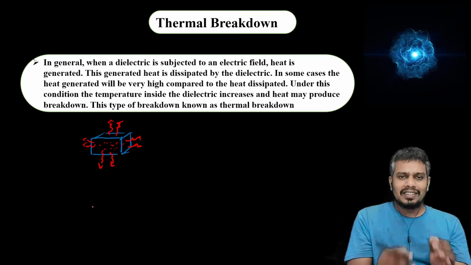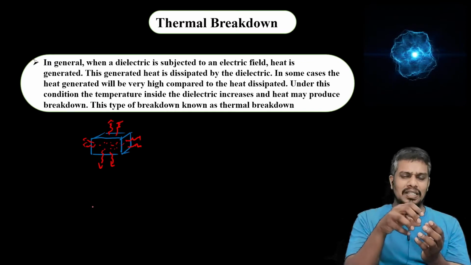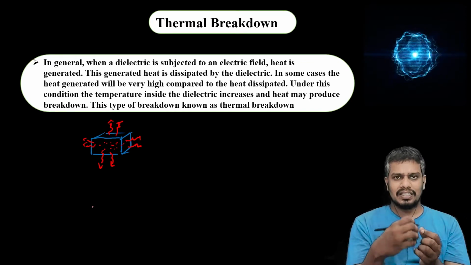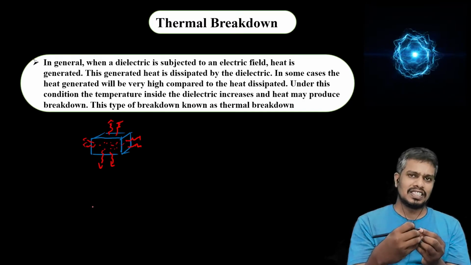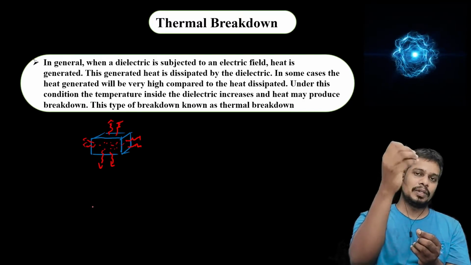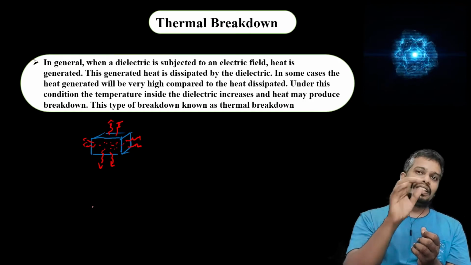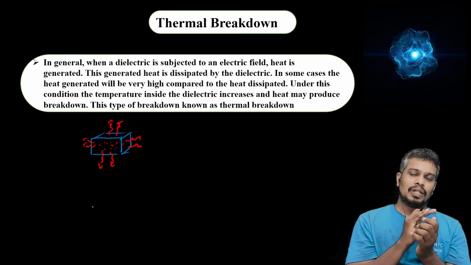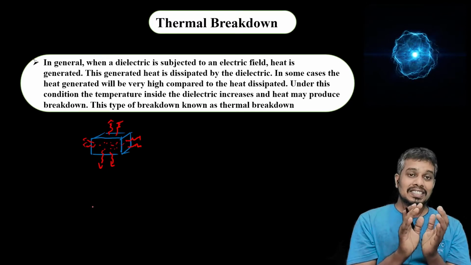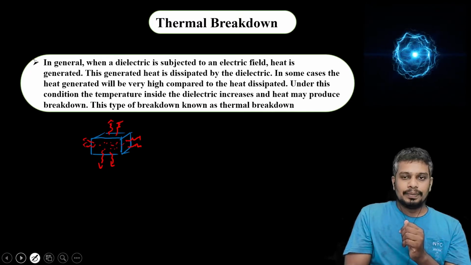Again, the same valence band and conduction band: the valence band electron will acquire thermal energy, it will gain thermal energy, it will cross the energy gap and go to the conduction band, then it will conduct, it won't be an insulator. So this kind of breakdown is called thermal breakdown.